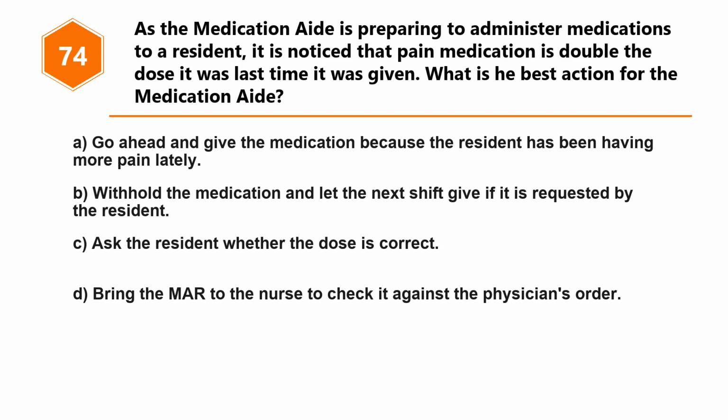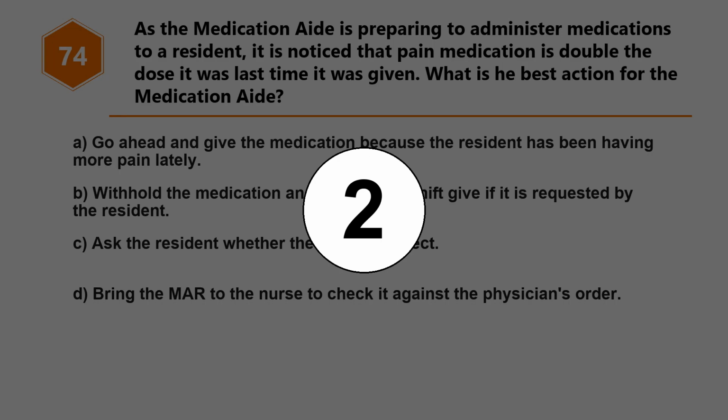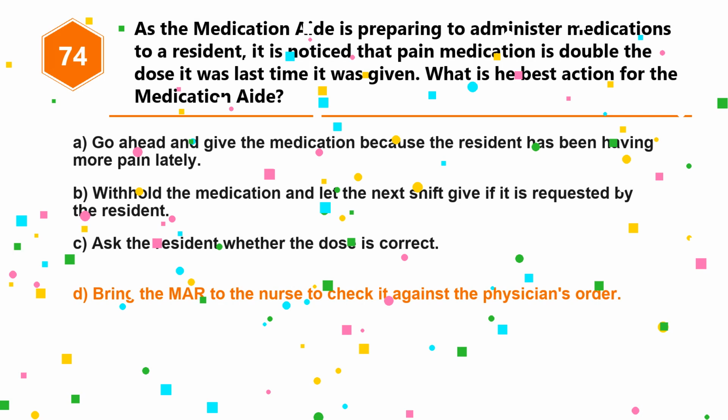Option A, go ahead and give the medication because the resident has been having more pain lately. Option B, withhold the medication and let the next shift give if it is requested by the resident. Option C, ask the resident whether the dose is correct. Option D, bring the MAR to the nurse to check it against the physician's order. The correct answer is option D. Bring the MAR to the nurse to check it against the physician's order.